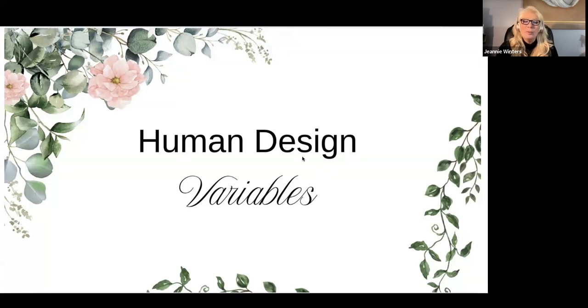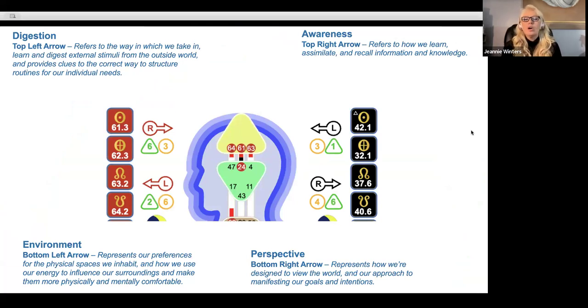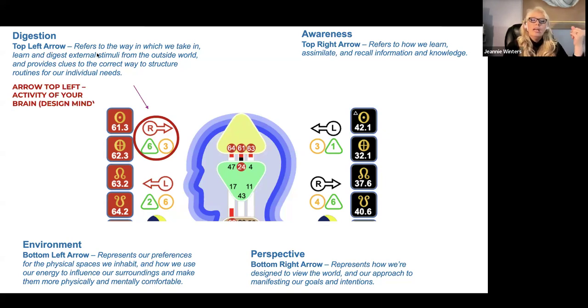It's Canva and PowerPoint. So the variables are the top area of the human design chart where it has the arrows and the shapes. They still refer to the different parts in here, but it actually goes deeper. So when we're talking about your upper left variables, or arrows as they call it, your top left arrow actually refers to the way in which we take in, learn, and digest external stimuli from the outside world, and provides clues to the correct way to structure routines for our individual needs.